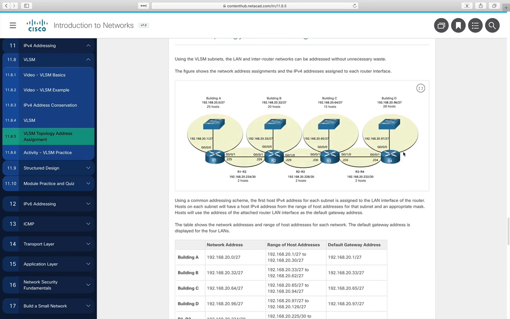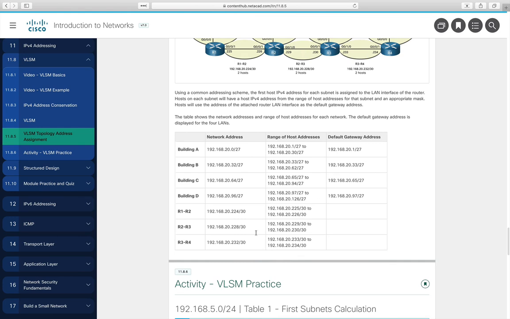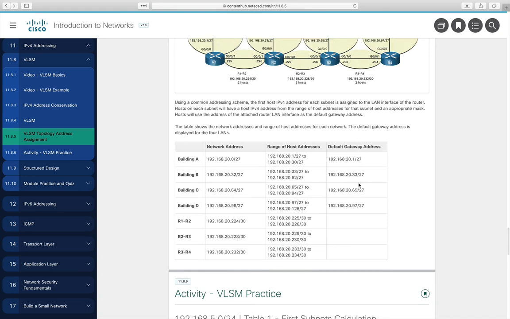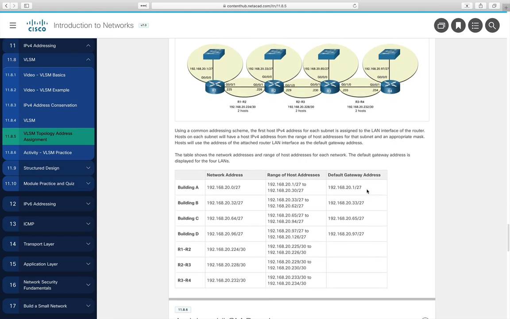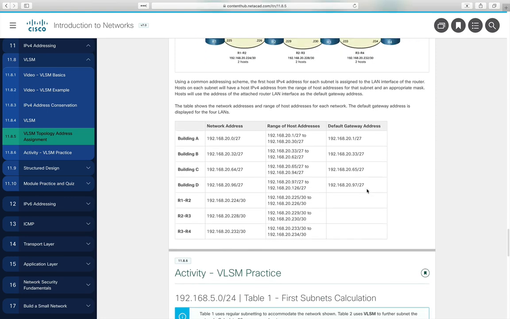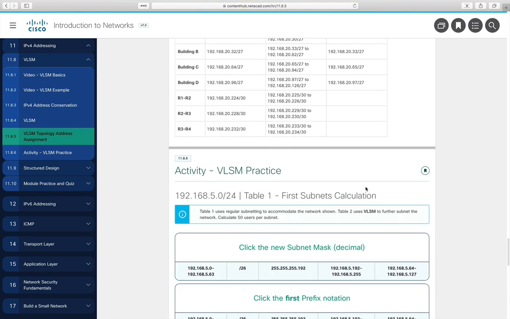So they're just going through showing us with variable length subnet mask what the IP addresses would be. I'm sorry, the network addresses would be, what the address range will be, and here they're actually talking about the default gateway, which, it looks like they're using the first usable IP address in the network to be the default gateway for these 4 local area networks up there. So they're just going a little further as far as the IP ranges and what the default gateway would be.